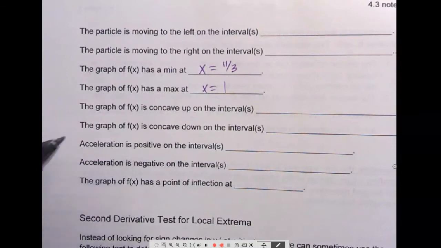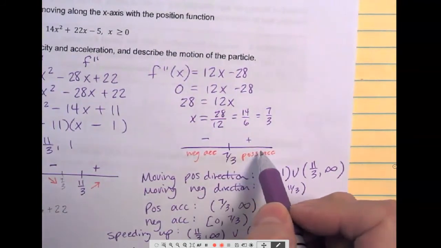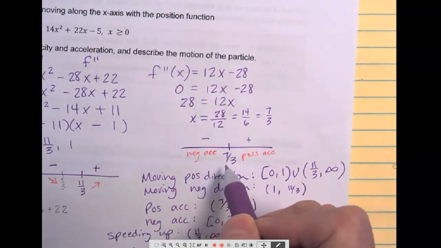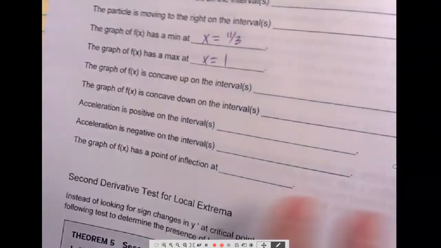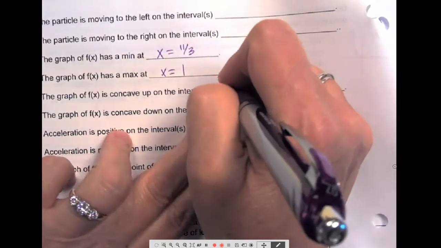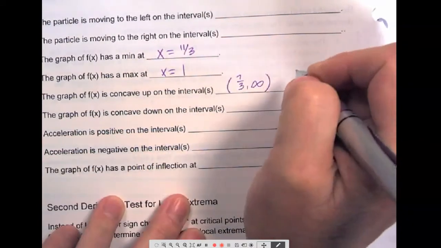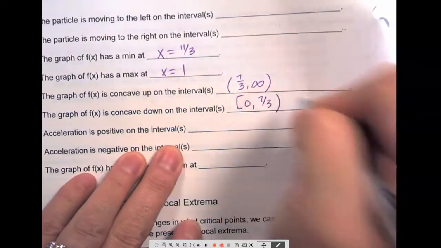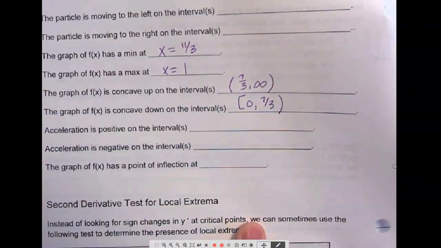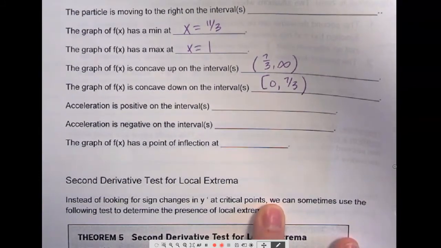Okay, concave up, concave down. Okay, good. All right, so let's fill that in. We are concave up from 7/3 to infinity. Concave down from 0 to 7/3. Acceleration positive, negative, we already answered that.